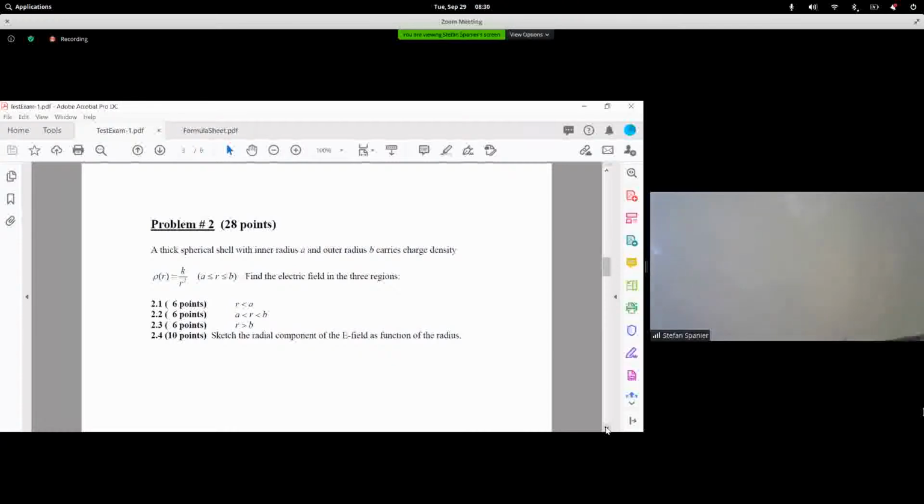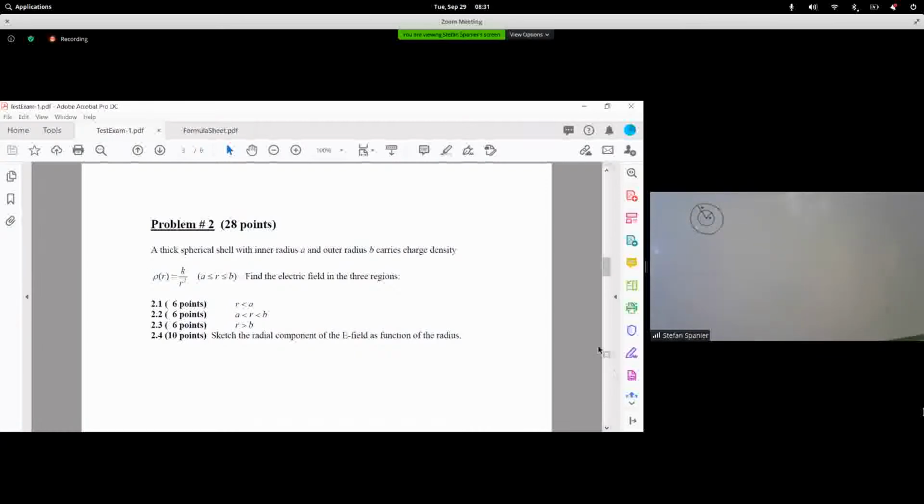Okay, now a fixed spherical shell with inner radius A, outer radius B carries a charge density given as k over r squared, and it only carries it in the region between A and B. I didn't provide a drawing. I highly recommend whatever the problem is, draw it first. It helps to organize and understand. So A and B are the two radii given here.